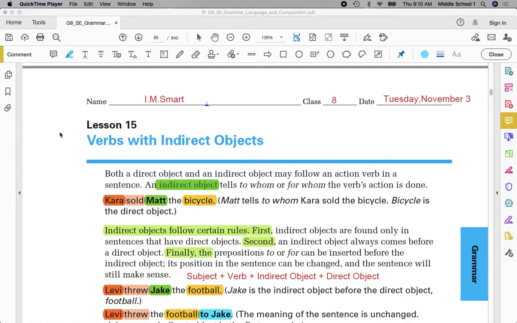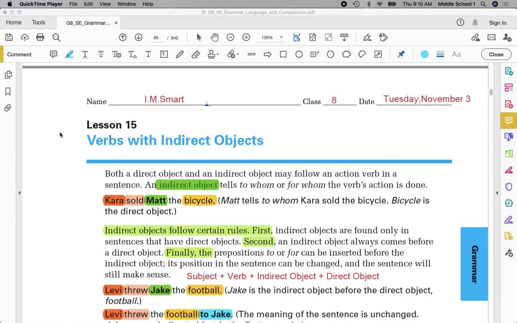And finally, if you want to do a little test, you could insert the preposition to or for in front of the indirect object. Kara sold to Matt the bicycle, or Kara sold the bicycle to Matt. Levi threw the football to Jake.